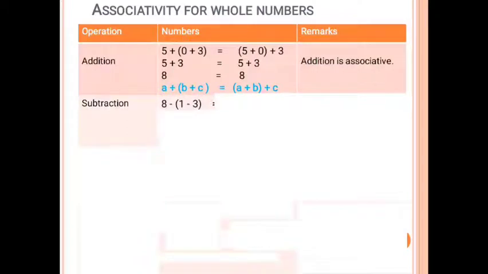8 minus (1 minus 3) will be 8 minus (minus 2). So 8 minus minus 2 will be 10, that is 8 plus 2, 10. Whereas (8 minus 1) minus 3 can be further written as 8 minus 1 will be 7, minus 3 which is 4. So the expressions are not equal. 10 is not equal to 4. So what you do first matters.